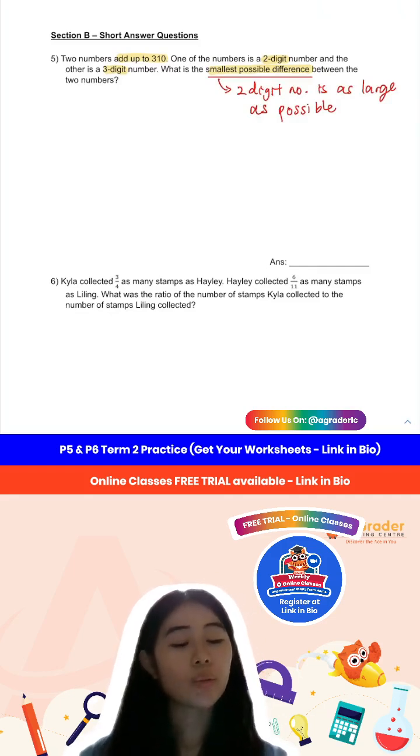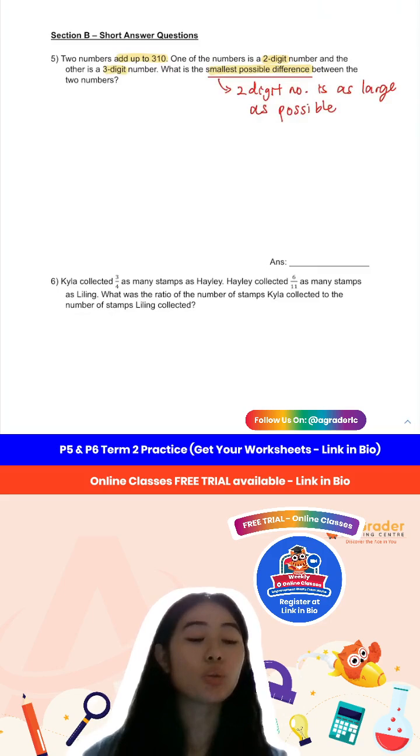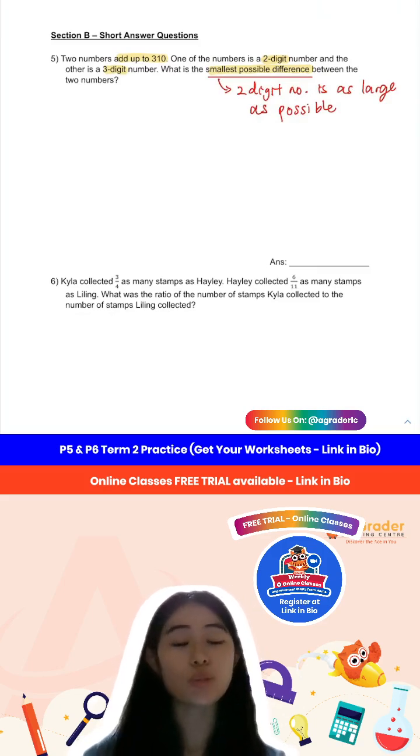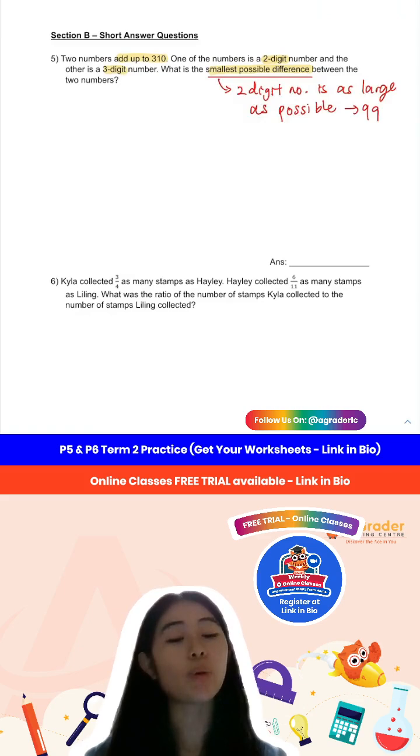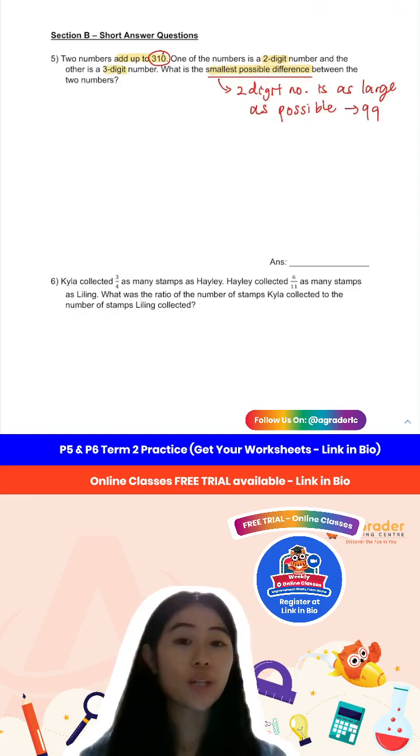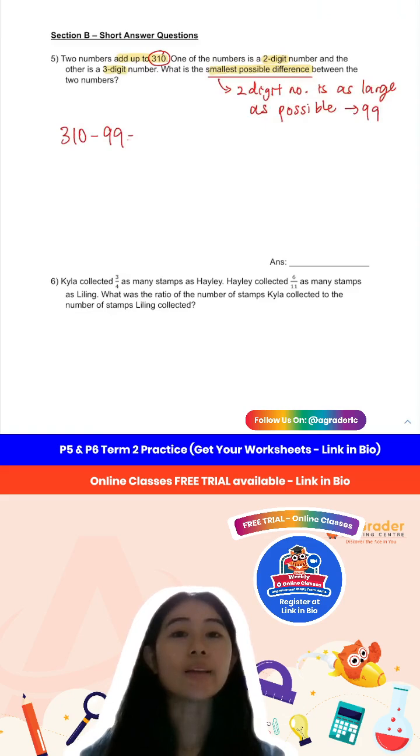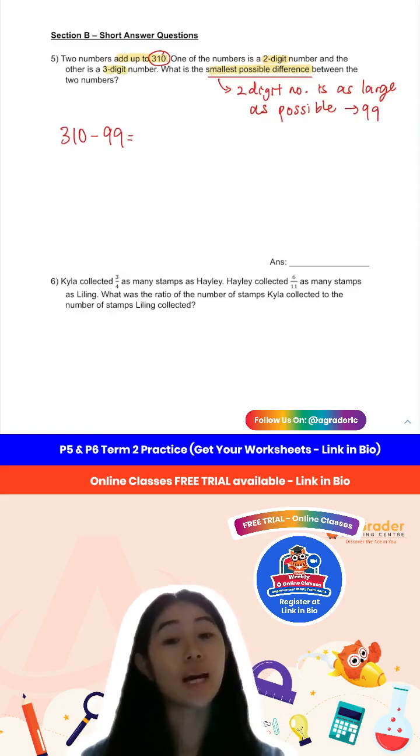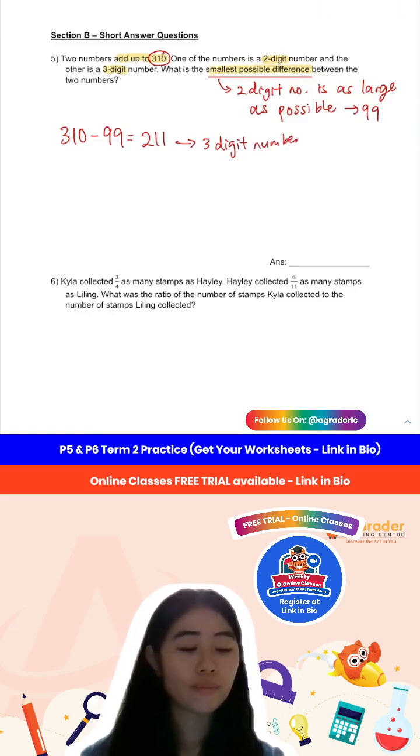So, like I was saying, the two-digit number has to be as large as possible, which means that your two-digit number is actually 99. That's the largest two-digit number possible. Since you know that they add up to 310, you can use 310 minus 99, then you will get the other number, which is 211. So 211 is your three-digit number.